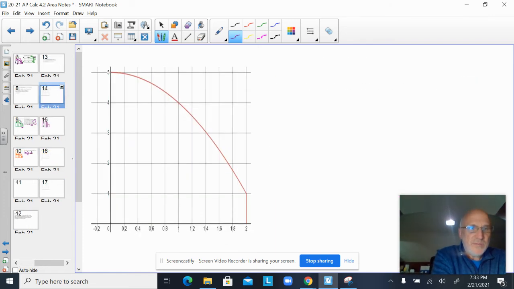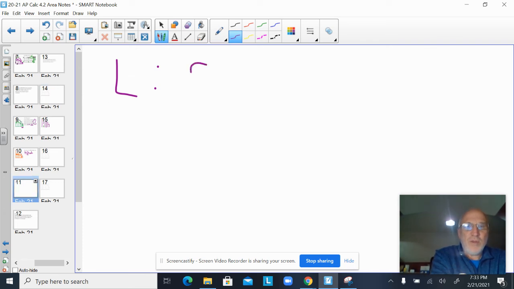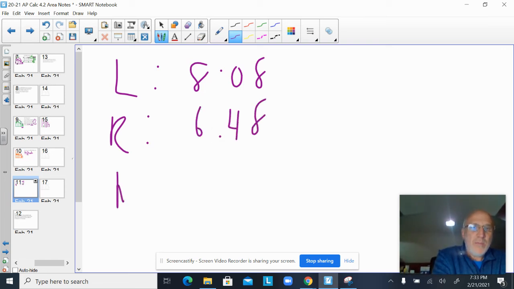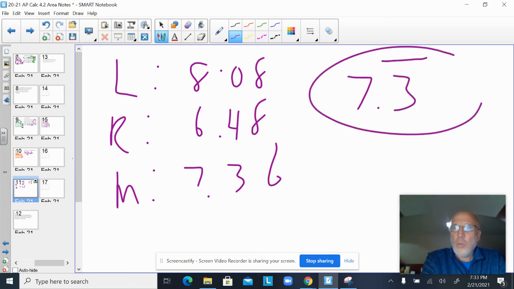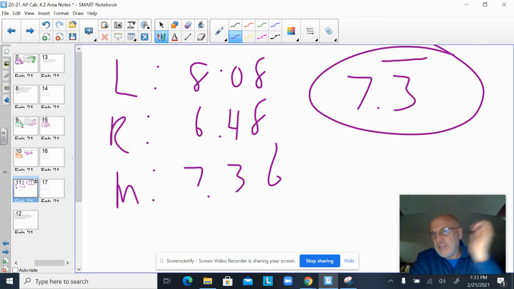Okay. I just made a new slide somewhere. So my left endpoint was 8.08, and my right endpoint was 6.48. My midpoint was 7.36. Turns out the actual area under the curve is 7 1/3, 7.3 repeating. So we don't know enough yet to find the actual area, but we're approximating it using left endpoint, right endpoint, or midpoint.